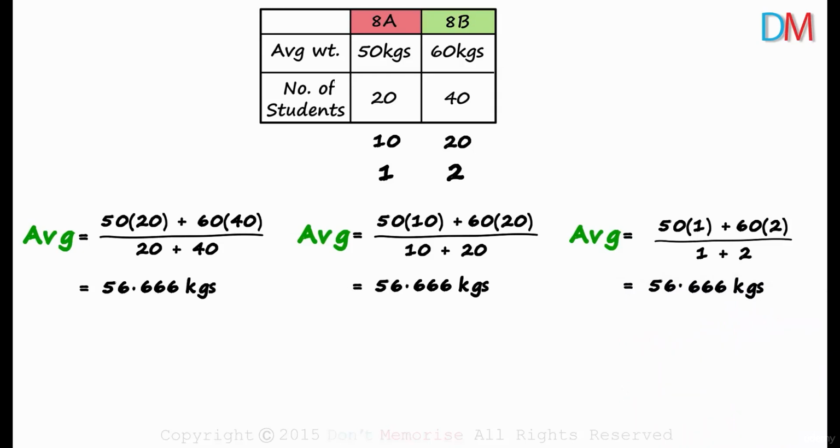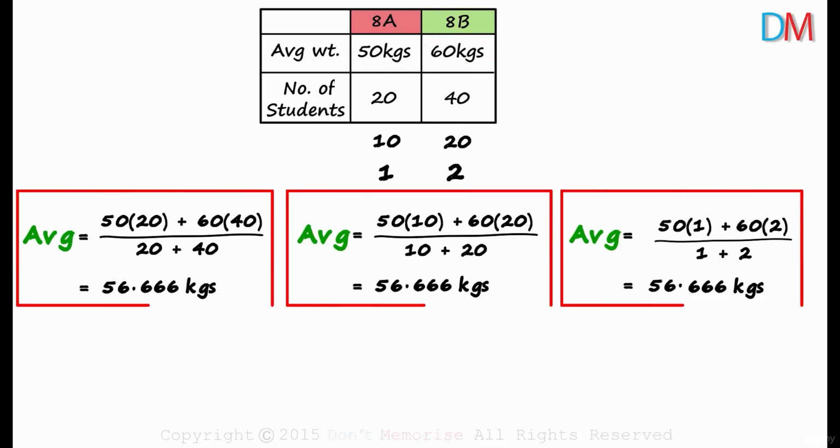Wait, what's happening? Why isn't the average changing? The answer is simple. Just notice that the ratio of weights in every case is the same. By weights, I do not mean the average weights. Here the weights are 20 and 40, 10 and 20, and 1 and 2. They are the weights of these two parameters. In each case, the ratio is 1 to 2.